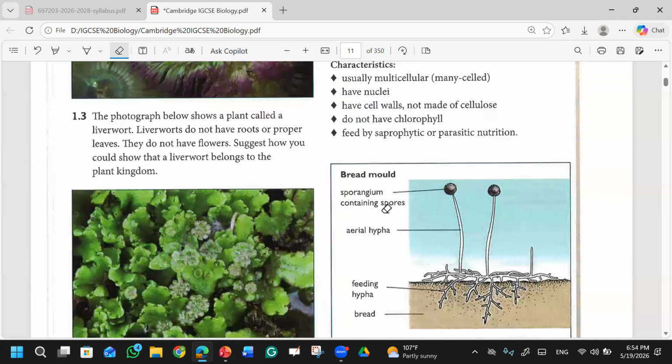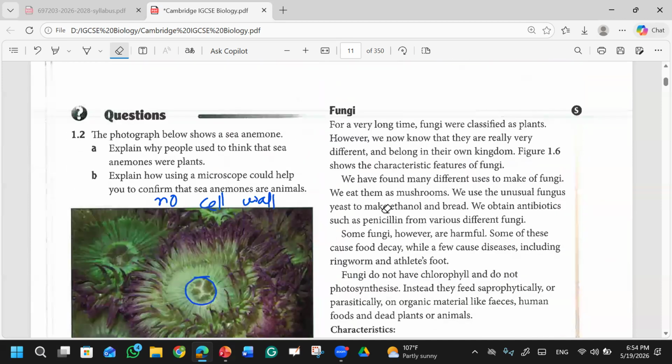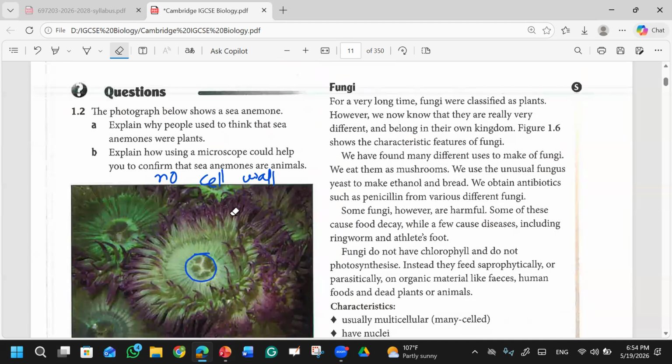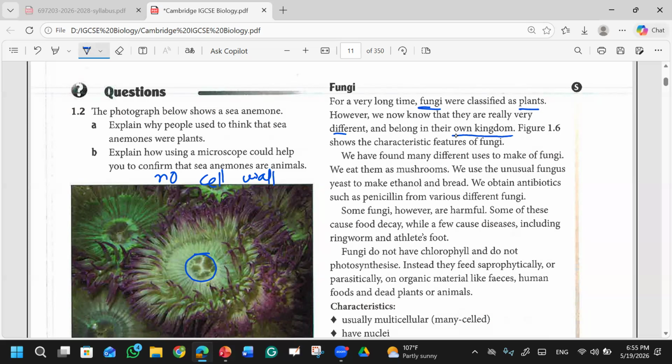Now we will discuss the kingdom Fungi. This is the third kingdom, and initially, in ancient times, they put the organisms of the kingdom Fungi in the kingdom Plantae. There was a confusion at that time. For a very long time, the fungi were classified as plants. However, we know that they are really very different. Why they are different, we will see. They belong to their own kingdom, because they have some characteristics on the basis of which we say they are a separate group.